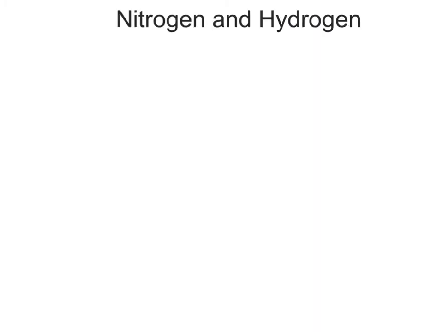Just like in our ionic bonding, we are going to start these problems by drawing our Lewis dot diagrams to show the number of valence electrons. So we're going to start with nitrogen, and nitrogen has 5 valence electrons. And then we have hydrogen, which has 1 valence electron. Now, what's a little different here is that hydrogen only wants to have 2 valence electrons to have a full outer shell. It doesn't need 8, it needs 2.